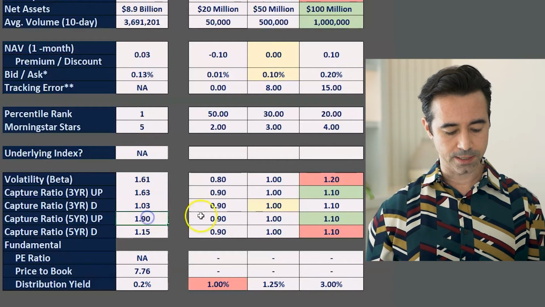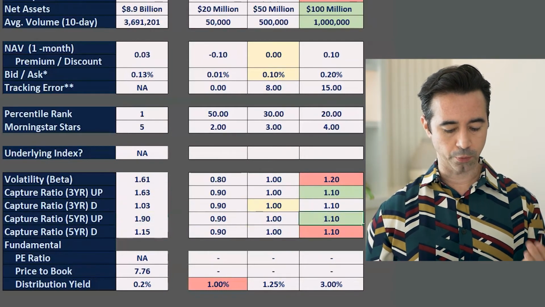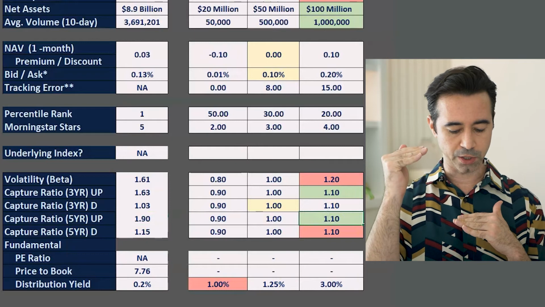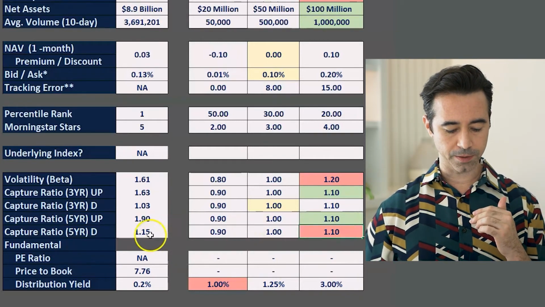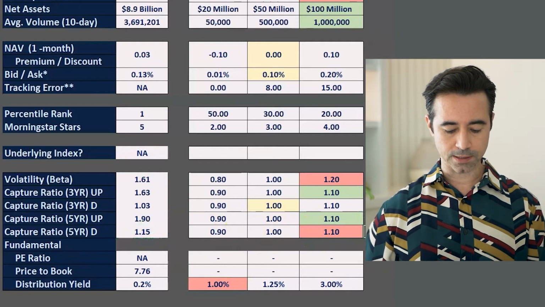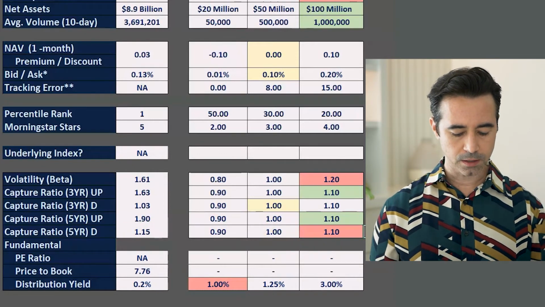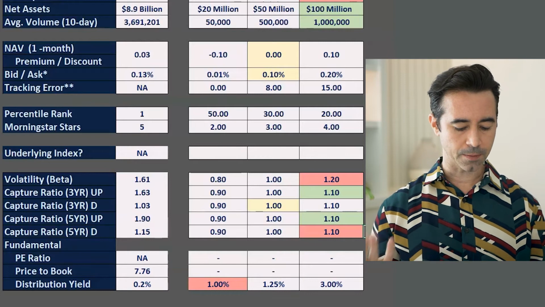And then you can see the capture ratio, 1.10 on the upside, I think is good or more. And then the downside, this actually has a little bit more downside than I usually would like to see, but not too bad. So that's that part.